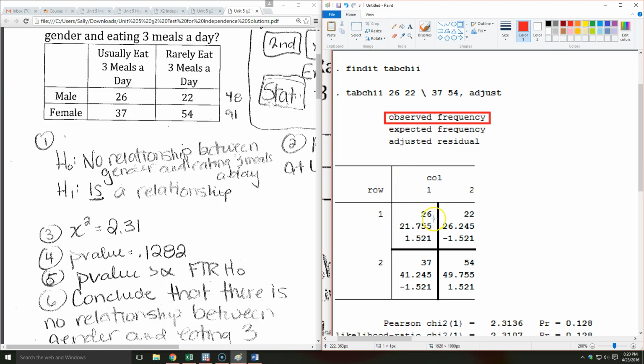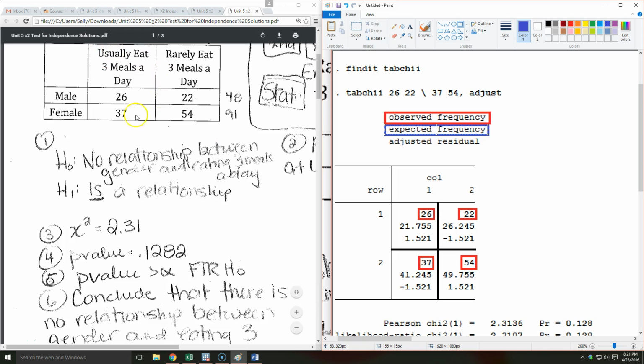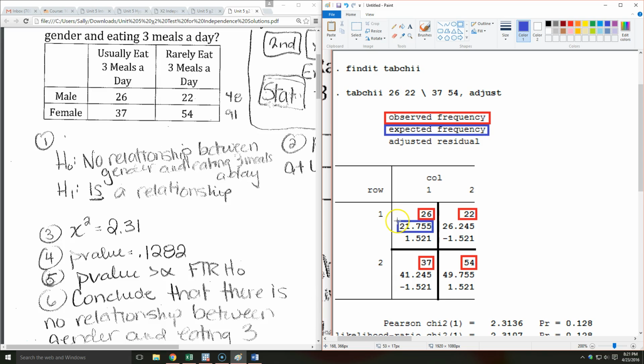The observed frequency is what the sample data found, and it's giving that back to you. So this is an opportunity to make sure you've entered it correctly. Then the expected frequency is if every one of these was equally likely to happen. So it didn't matter whether you were male or female, you were equally likely to eat 3 meals a day or rarely eat 3 meals a day, at the same percentage.